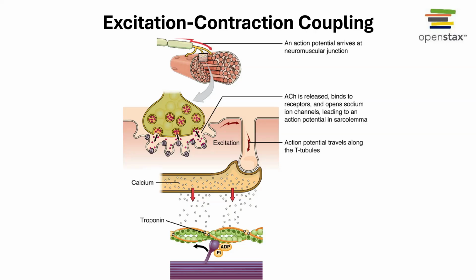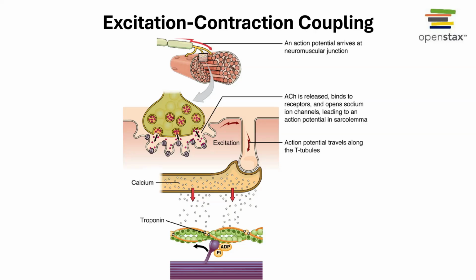A nerve impulse reaches the axon terminal of the motor neuron. Voltage-gated calcium channels in the neuron's membrane open, allowing calcium ions to enter the terminal. This influx of calcium triggers the release of acetylcholine into the synaptic cleft by exocytosis.